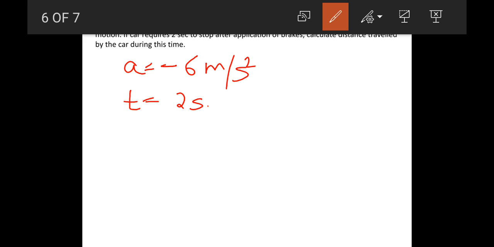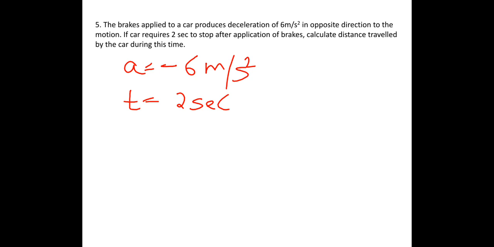So when you apply a brake, what is given here, first thing is your deceleration, that is 6 meter per second square. So what I will write is, your acceleration is, because it is in opposite direction, so I will put a minus sign, minus 6 meter per second square. Time is your 2 seconds. Now what you have to find? You have to find distance traveled by the car during this time.